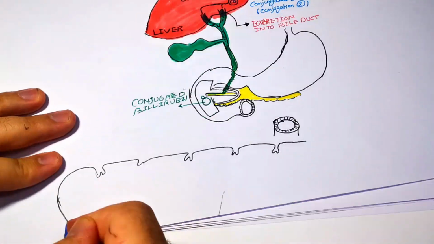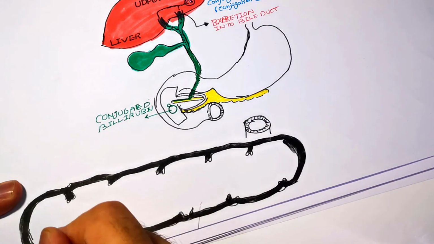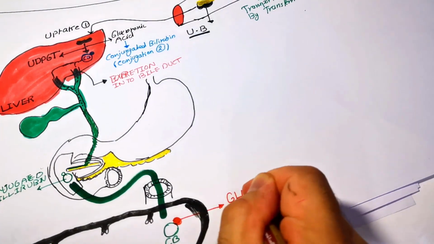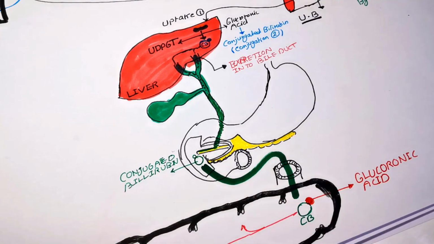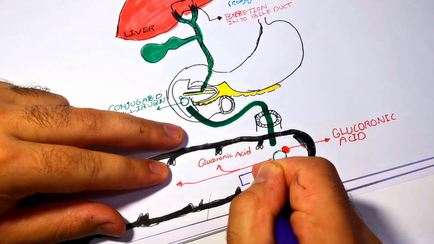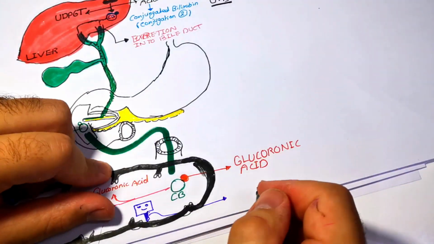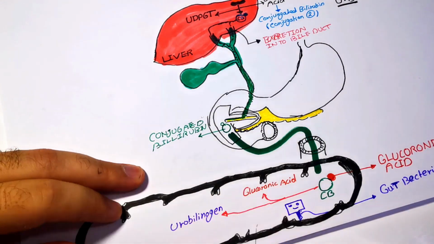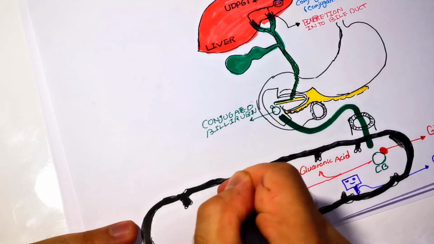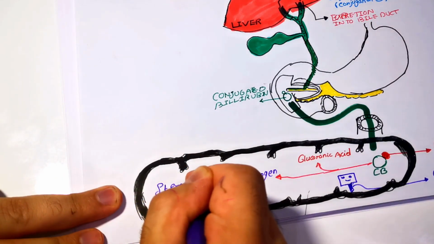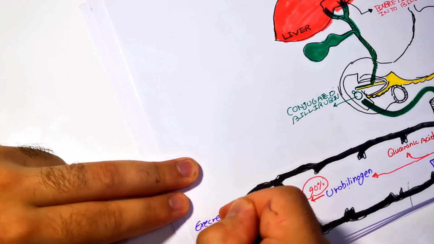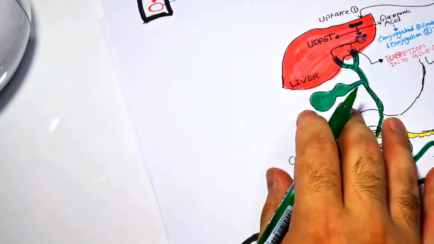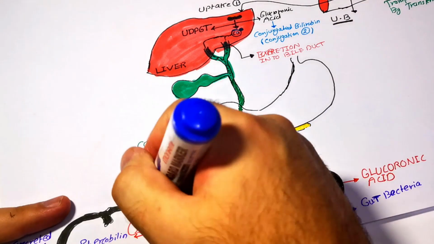the large bowel, and inside the large bowel the conjugated bilirubin will be acted on by the bacterial gut flora. These gut bacteria will cleave the glucuronic acid through the enzyme known as glucuronidase, and convert conjugated bilirubin into urobilinogen. And about 90% of the urobilinogen will be further converted into stercobilin, and stercobilin will be excreted in feces, which will give the yellow-brown color to the feces.